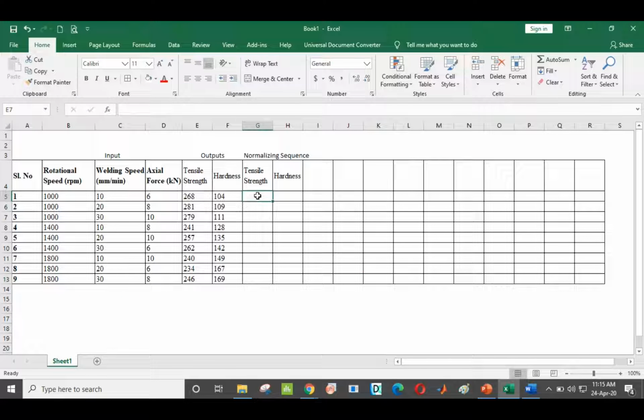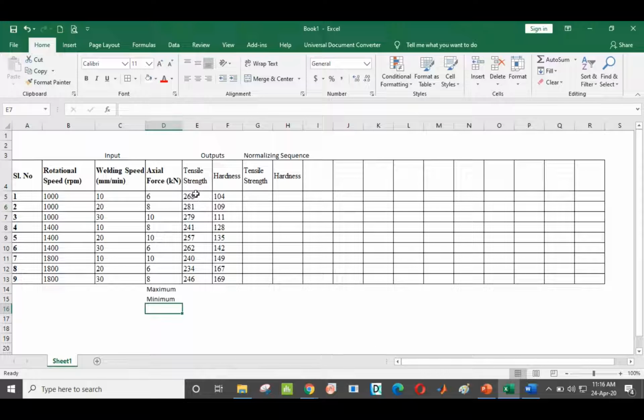So for this, I am going to use the formula for lower the better: maximum value of these 9 readings minus individual value, divided by maximum minus minimum. So first of all, we have to calculate the maximum of these outputs. For tensile strength, I have to determine the maximum and minimum values. For hardness, I have to determine the maximum and minimum values.